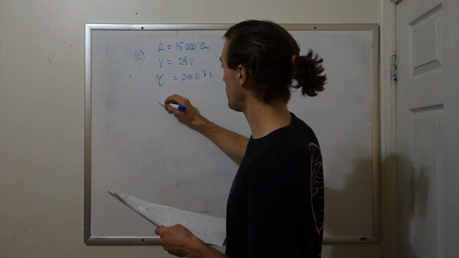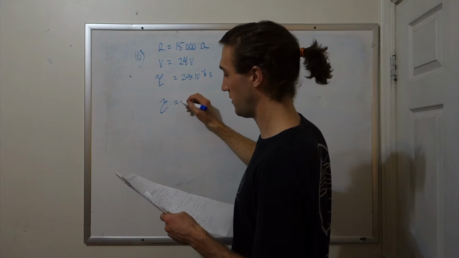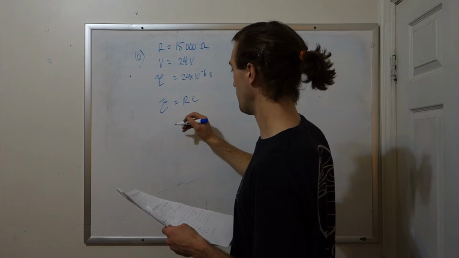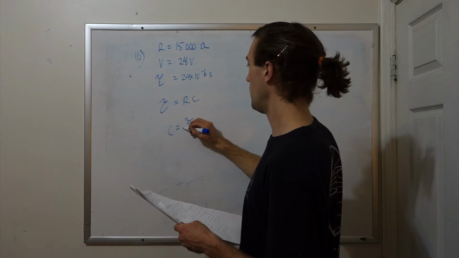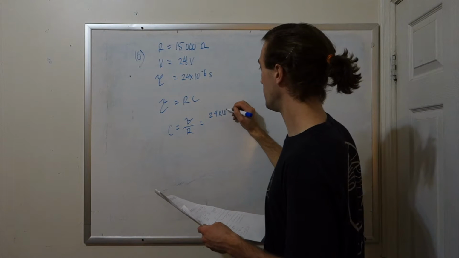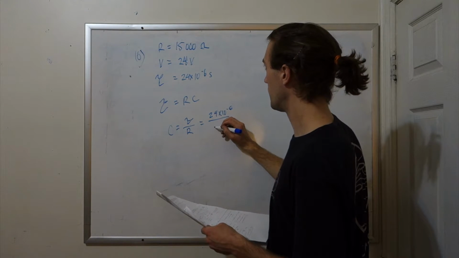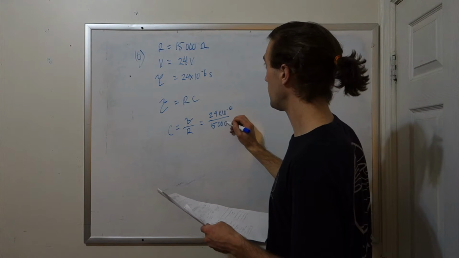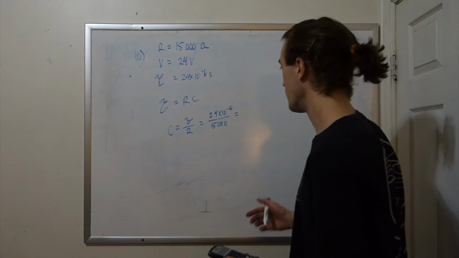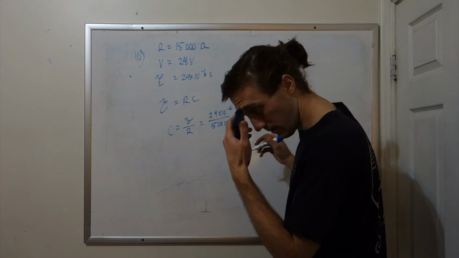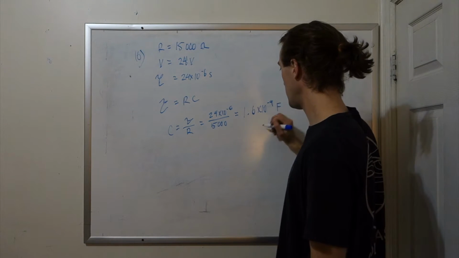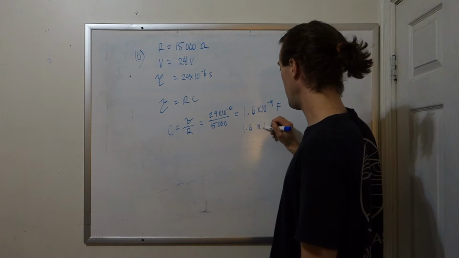Okay, so for the capacitance, your time constant is equal to RC, and then from there you just divide by R to get your capacitance. So your capacitance is equal to tau over R, which is equal to 24 times 10 to the negative 6 over 15,000, and this gives you what your capacitance is, and so it ends up being 1.6 times 10 to the negative 9th farads, or 1.6 nanofarads.